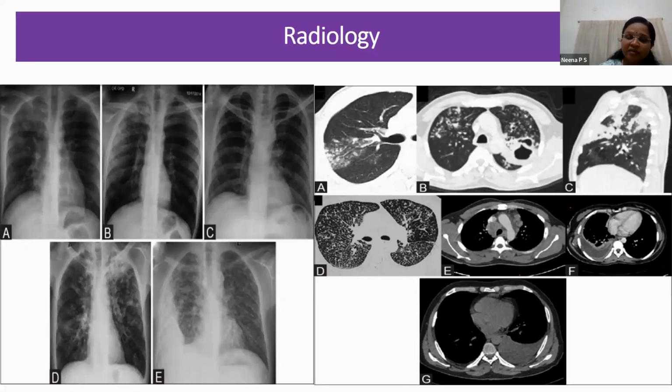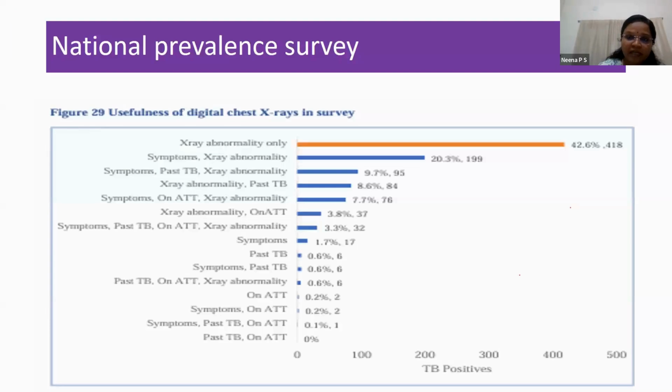Maybe an X-ray, and if the patient is still symptomatic, you may have to go for a CT or further evaluation to confirm whether it is TB or an alternate diagnosis. And to support this, I want to show data from the National Prevalence Survey, which was done in 2019 to 20.